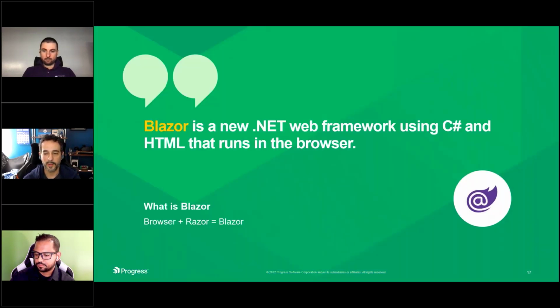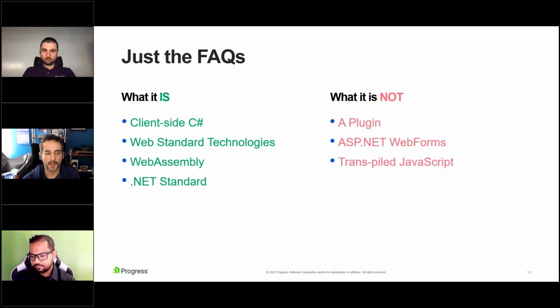Blazor is this brand new framework using C# that runs HTML in the browser. We'll go just lightly on the facts here. It is client-side C# when you're using Blazor WebAssembly. WebAssembly is a web standard technology, so there's no installation of things like you would get with Silverlight and that sort of thing. It's not a plugin. You don't have to have anything special in the browser, as the client doesn't require any sort of installs or plugins to make this work.